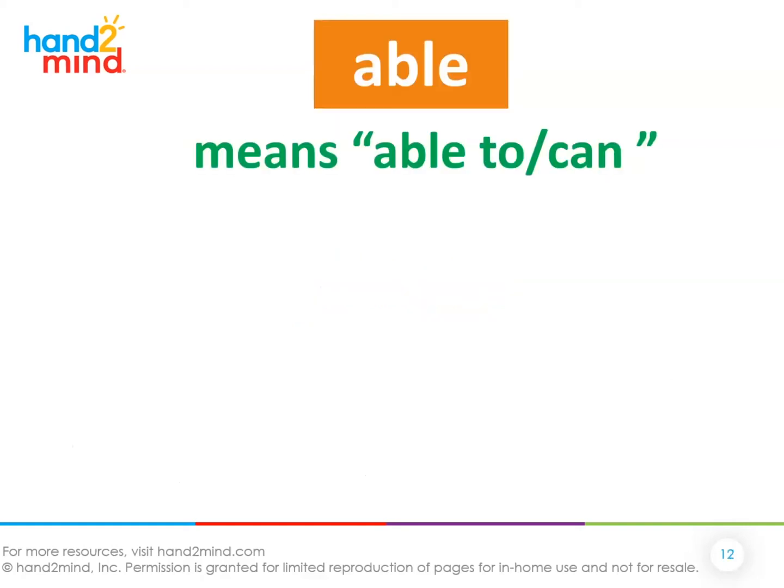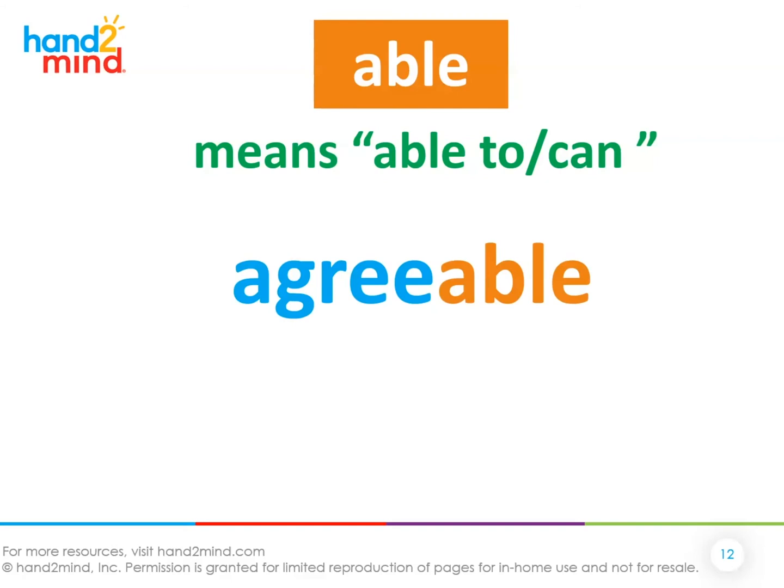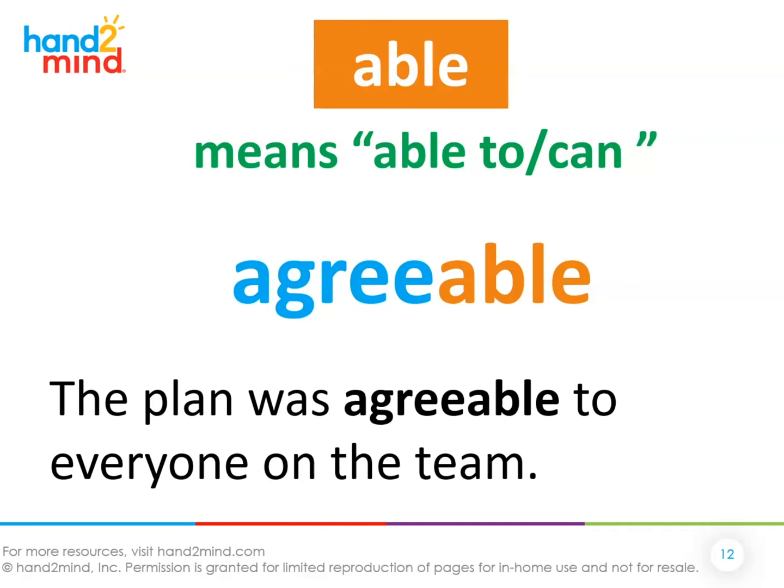The suffix able means able to or can. What do you think this word means? Agreeable. In this word, the root word is agree, which means that you want to solve a problem or you want to work together or you say, yes, this is what we're going to do. When we add the suffix able to it, it means that you are able to or that you can agree. For example, the plan was agreeable to everyone on the team. That means that everyone on the team agreed to either do or create this plan.